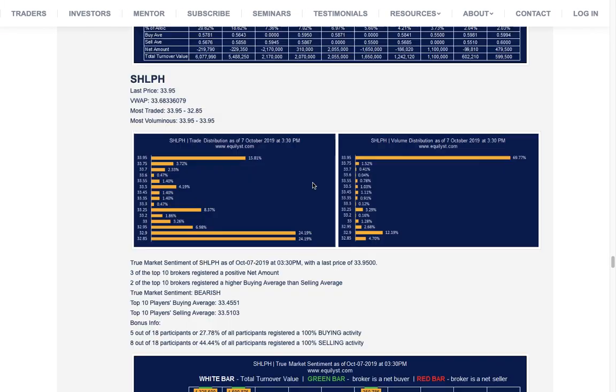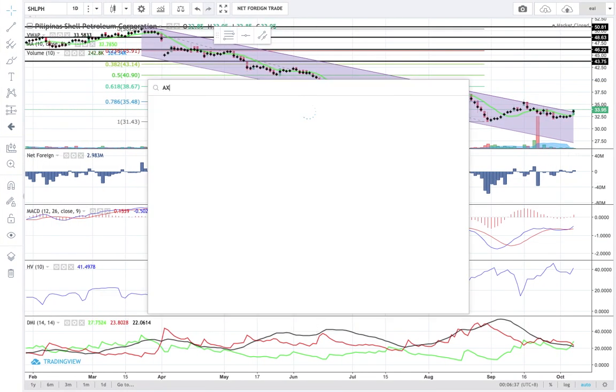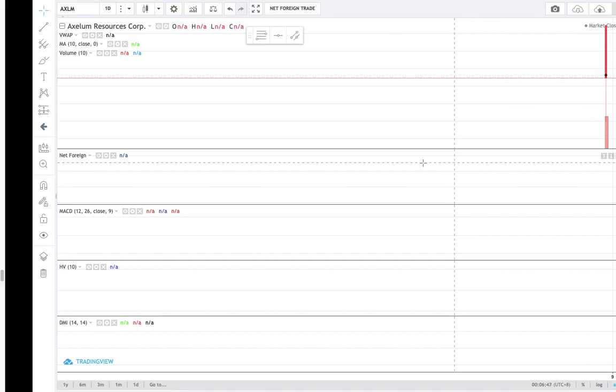So next is AXLM. So there's no historical chart that we can talk about, being that it just debuted in the Philippine Stock Exchange today.